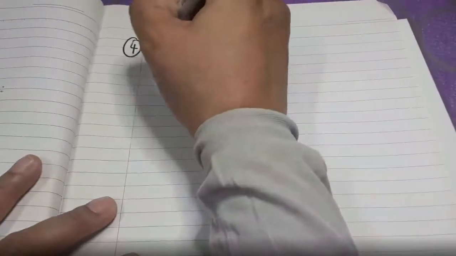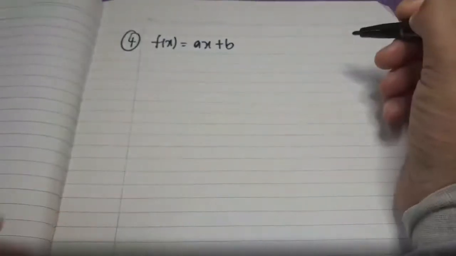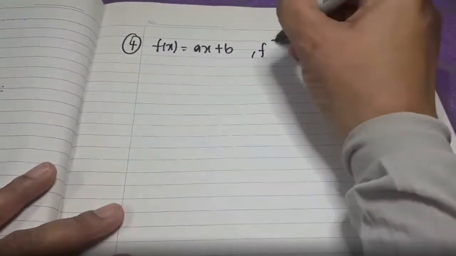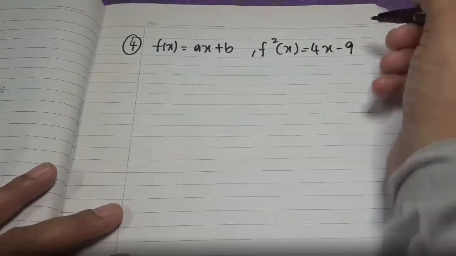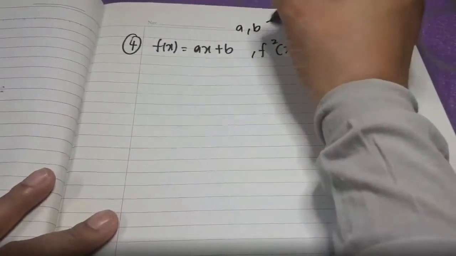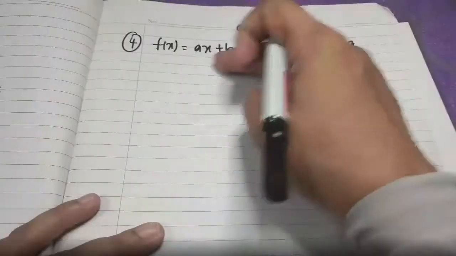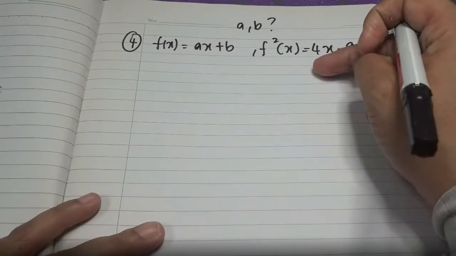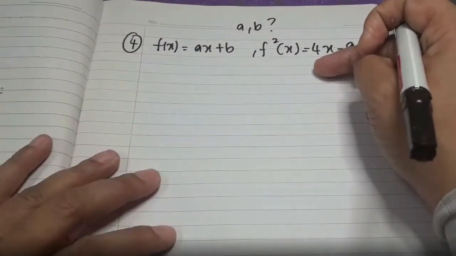Given that f(x) equal to ax plus b and f squared of x equal to 4x minus 9. Find the value of constants a and b. So what is the value of a and b? Class, kalau soalan macam ni, mesti awak kena tahu dia mesti melibatkan comparison, perbandingan.